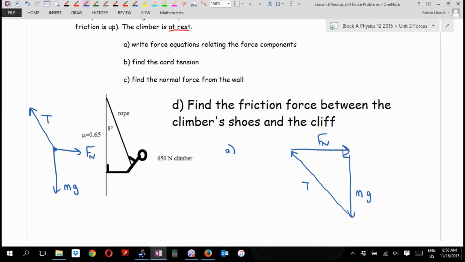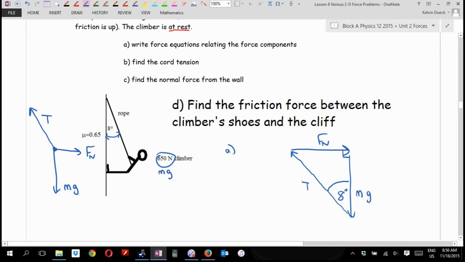Where does this 8 degrees go? Well, I notice between tension and a vertical line, it's 8 degrees. Part A said, write force equations. They gave me the mass of the climber. Well, they gave me the mg of the climber. This is mg because they gave it to me in newtons.